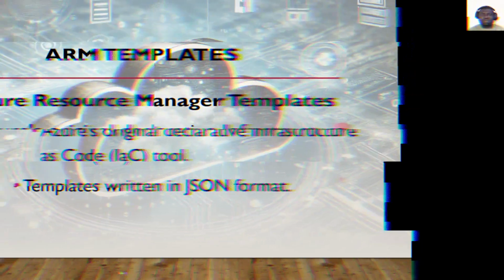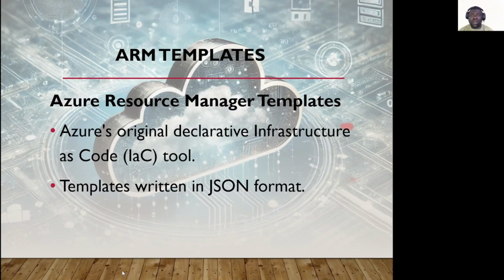ARM template simply means Azure Resource Manager template. It has been the backbone of declarative IaC in Azure for years. Written in JSON, they allow you to define what resources you need and Azure takes care of how to deploy them. However, JSON can be verbose and hard to manage, especially in complex projects.